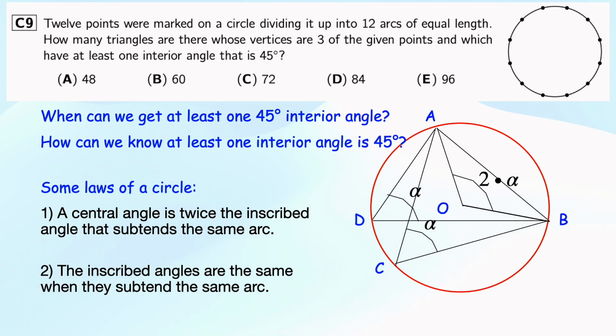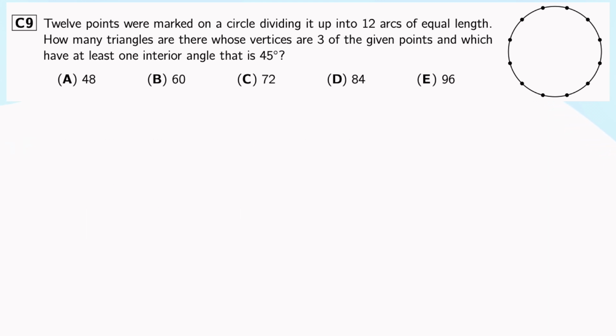Or the inscribed angles are the same when they subtend the same arc. For example, here, the angle ADB is the same as ACB. They both are half of the central angle AOB. So please remember these two points, we will need them to solve this problem. So let's continue.